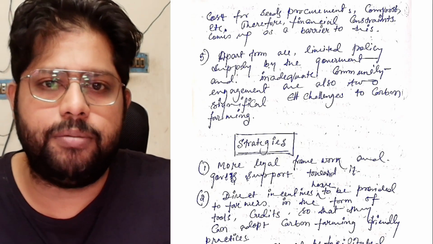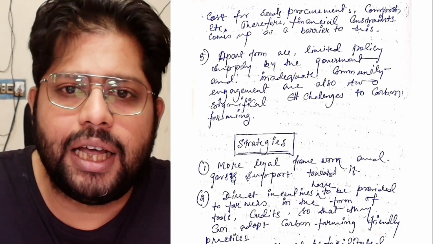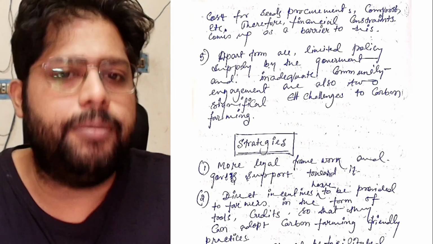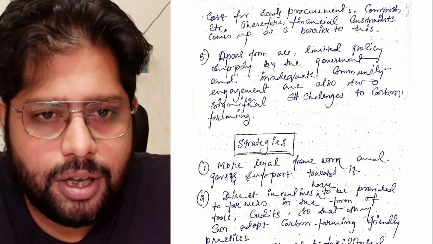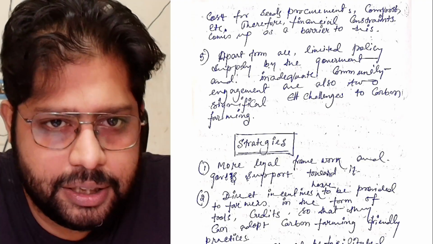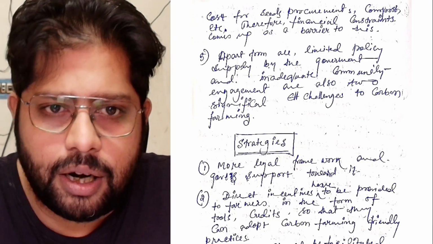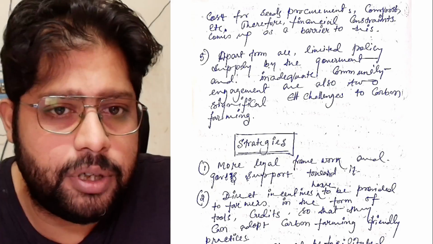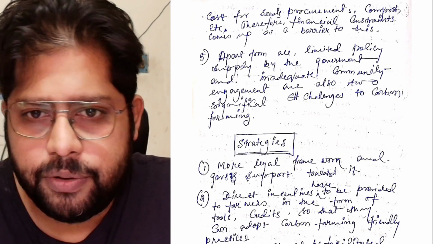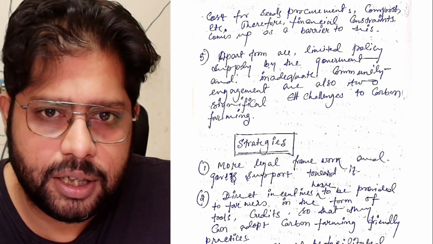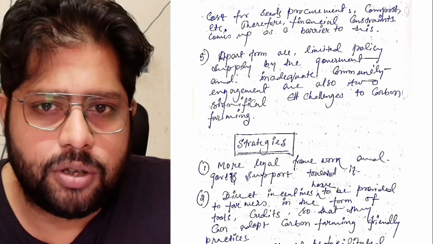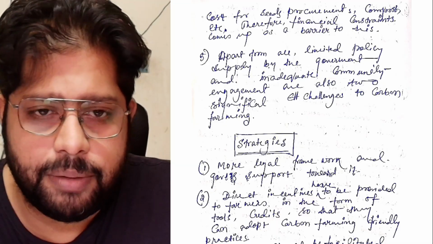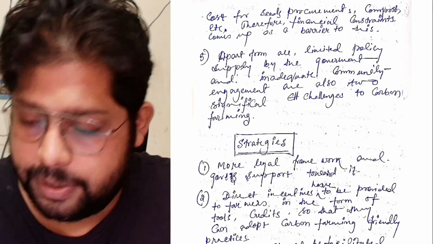The fifth one is, apart from all of these, limited policy supply by the government and inadequate community engagement are also two significant challenges to carbon farming. Limited policy supply means your government is not encouraging you for carbon farming. If the community you are living in is not supporting you for carbon farming, then it is also a challenge. You will not be able to do carbon farming. So, apart from the other four discussed points, community engagement and limited government policy supply are also two major constraints. You have to keep it in mind.